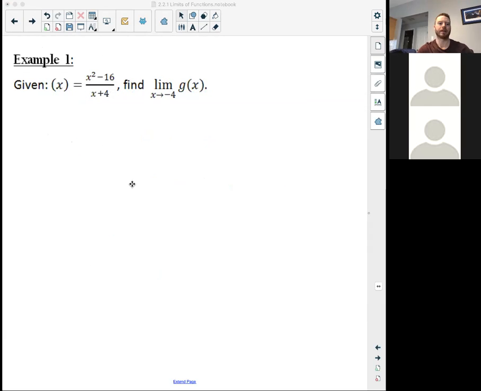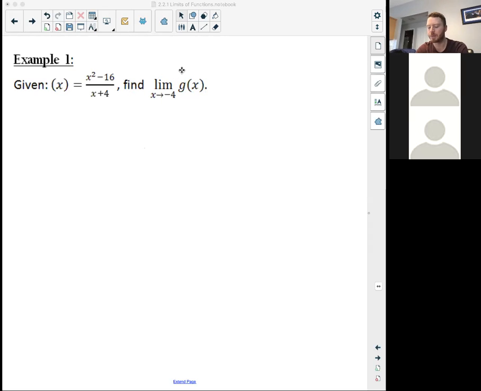So given x squared minus 16 over x plus 4. Okay, so we cannot do direct substitution at this point, because if we were to sub in x is equal to -4 here, it will make our function undefined. So another way, let's just go through our 3 strategies to solve this.